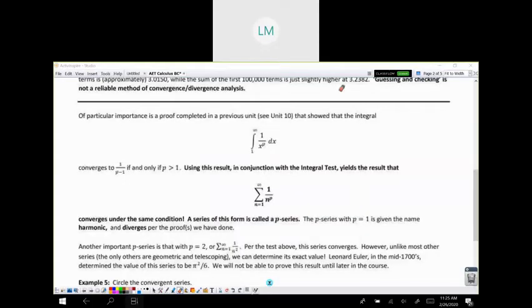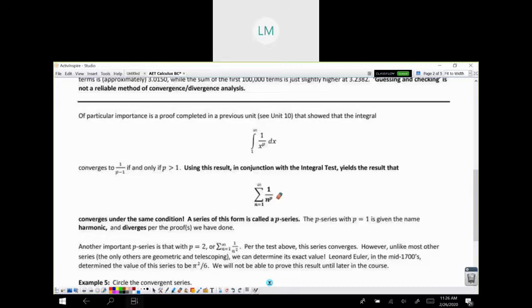Okay, so remember when we were talking about improper integrals, and we showed that the integral from 1 to infinity of 1 over x to the p converges to 1 over p minus 1 if and only if p was greater than 1. So if we use this in conjunction with the integral test, it yields that this series, the series from 1 to infinity of 1 over n to the p, will converge under the same condition. So this is called a p-series.